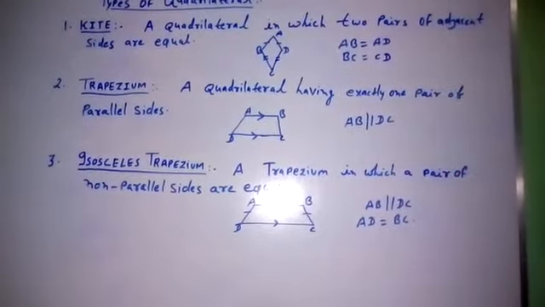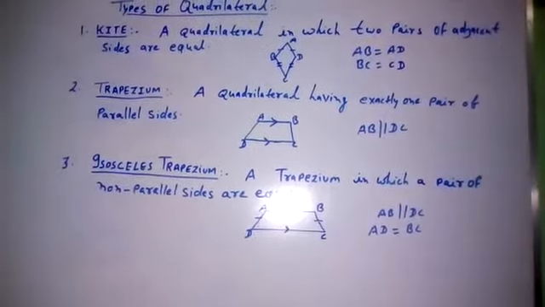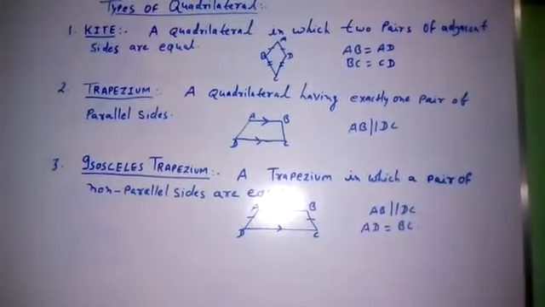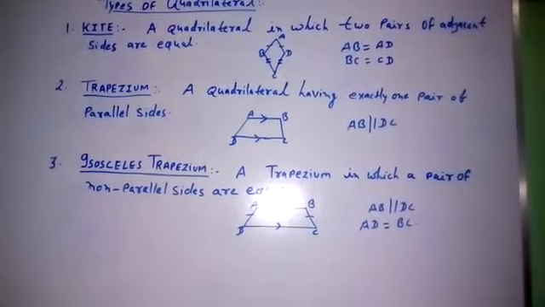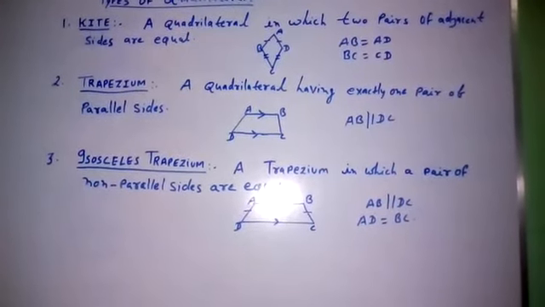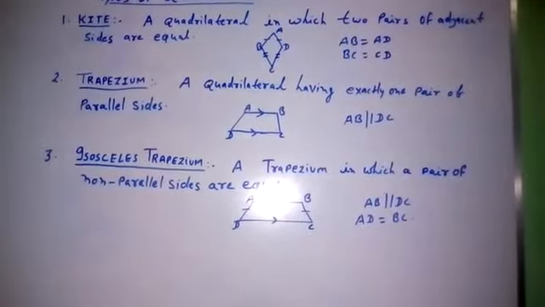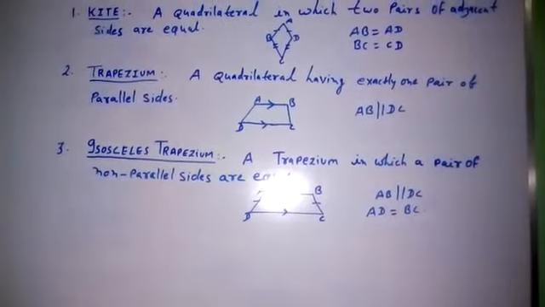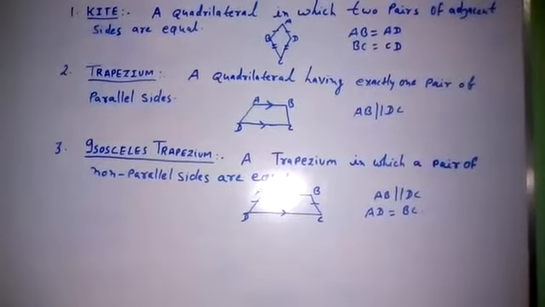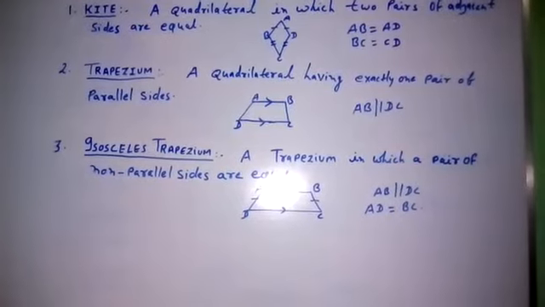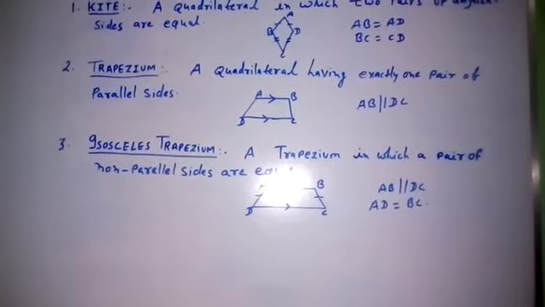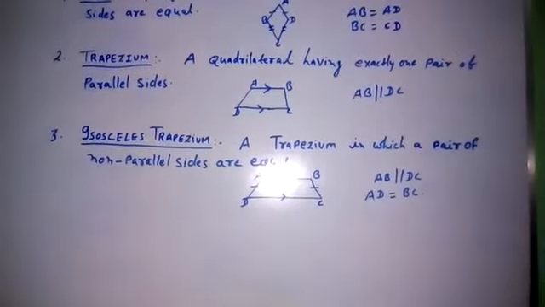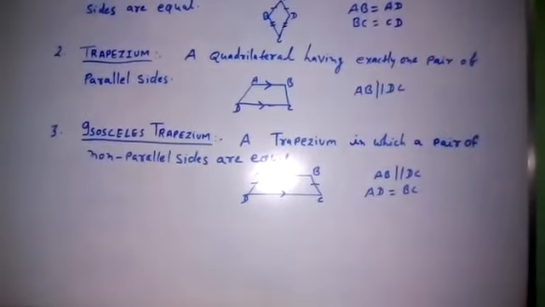Second, trapezium. A quadrilateral having exactly one pair of parallel sides. That means when a quadrilateral is given in which one pair of sides is parallel. Parallel sides means the distance between them is fixed, even when they are increased.